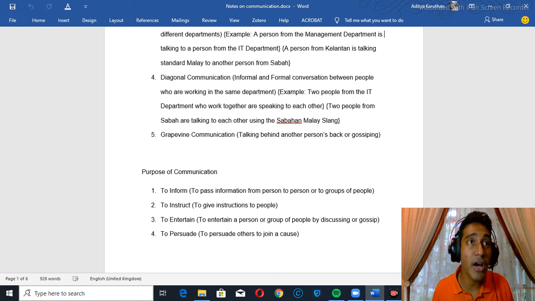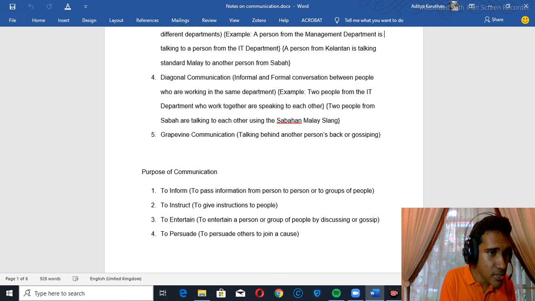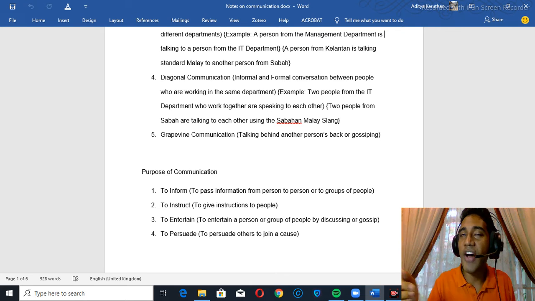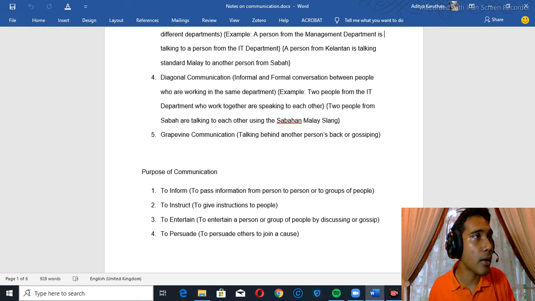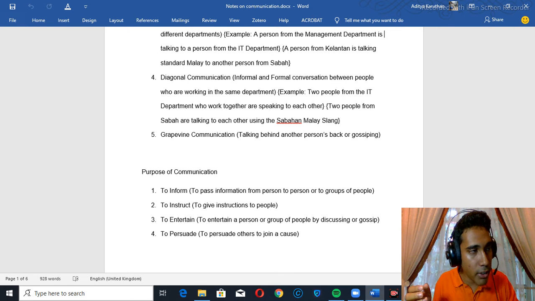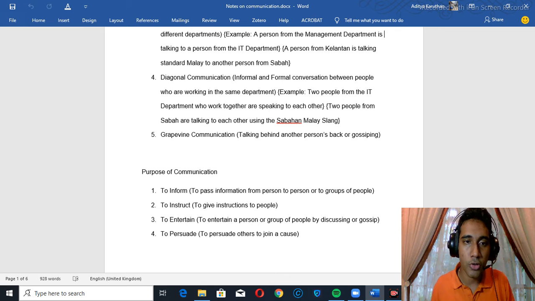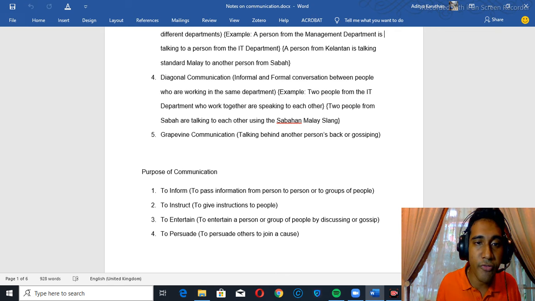Again, to instruct. Another example is I bought a bike online and I'm trying to fix the bike. So my father tells me, okay, you take the wheel and then you take the brake. You try your best to fix the brake into the wheel. So that's number 2, to instruct.